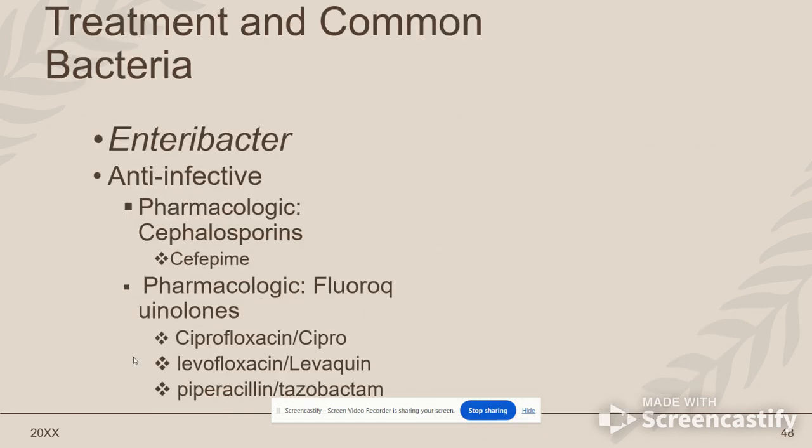And then treatment and common bacteria. So if you have Enterobacter, it has a nosocomial association with long hospital stay, prior use of antibiotics, underlying medical conditions such as diabetes, malignancies, and urinary catheters. So this is a common bacteria for those patients. Some pharmacologic treatments are cephalosporins like cefepime, fluoroquinolones like Cipro and Levaquin, and piperacillin tazobactam.